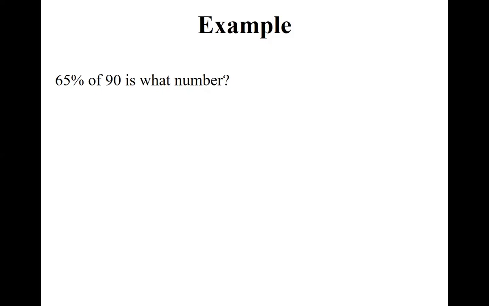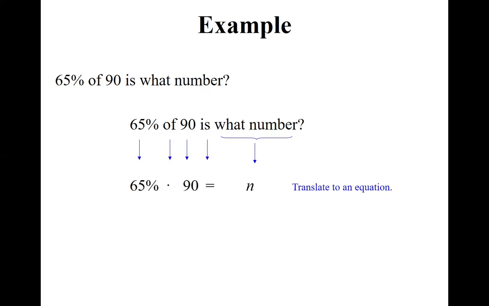65% of 90 is what number? We translate. 65% times 90 equals n. We need the decimal form of 65%, so 0.65. 0.65 times 90 is 58.5. So 58.5 equals n.